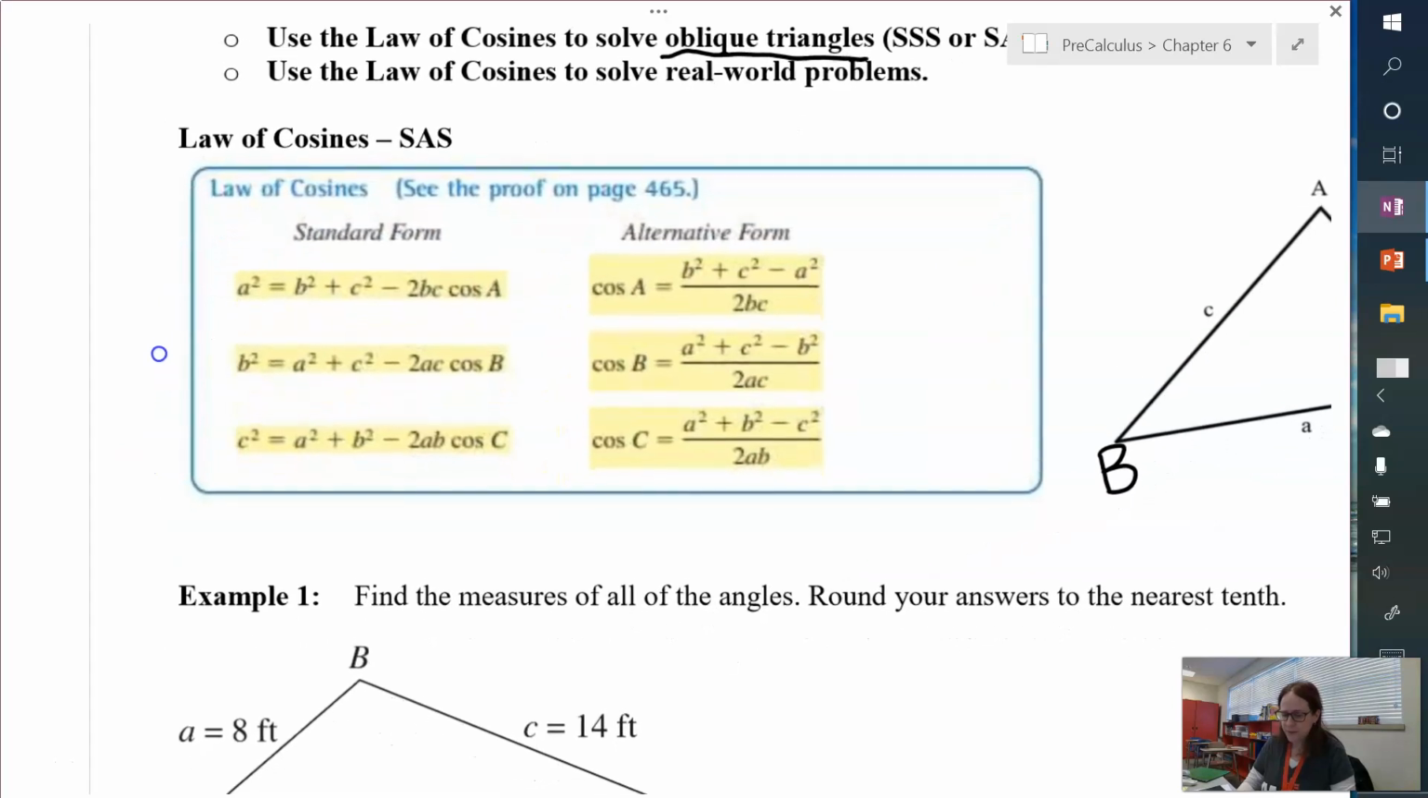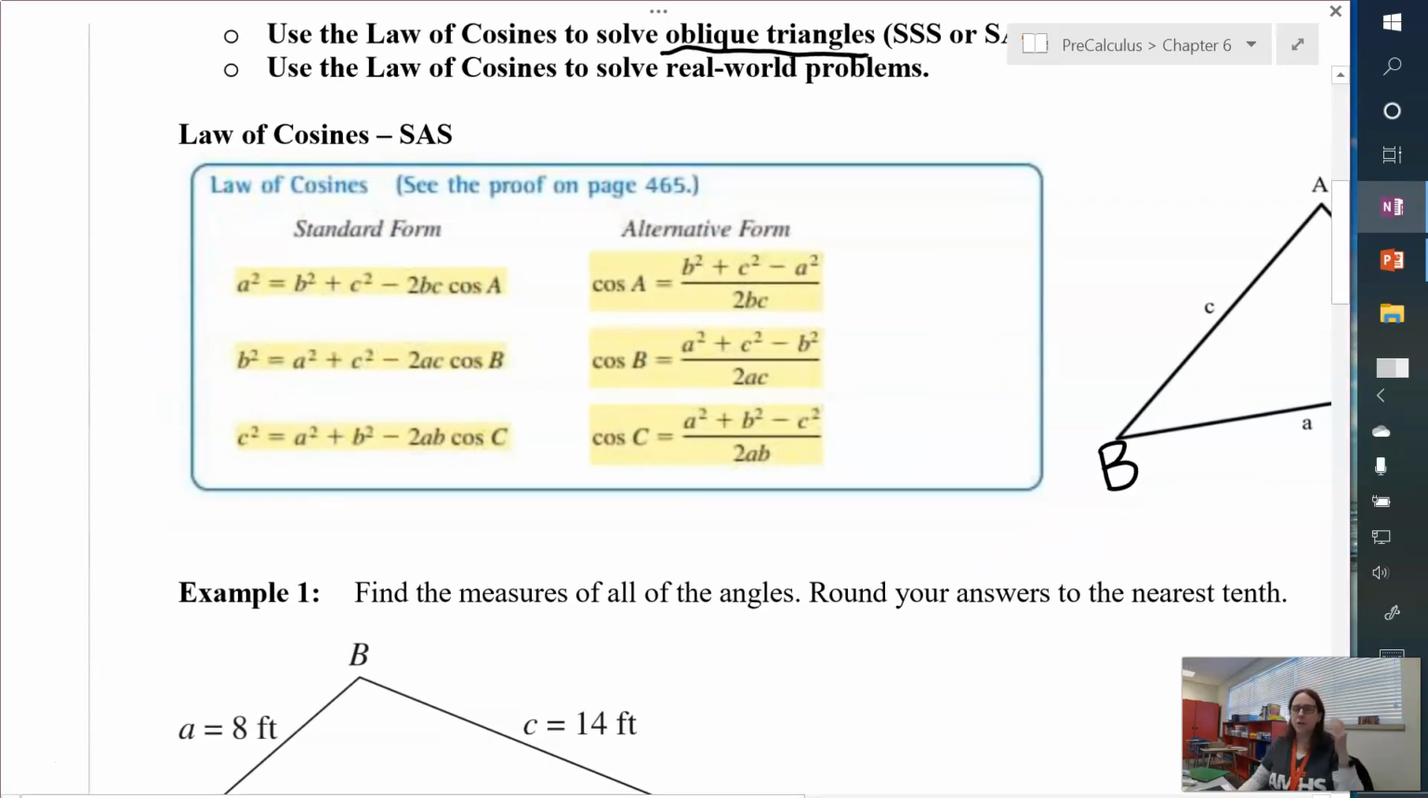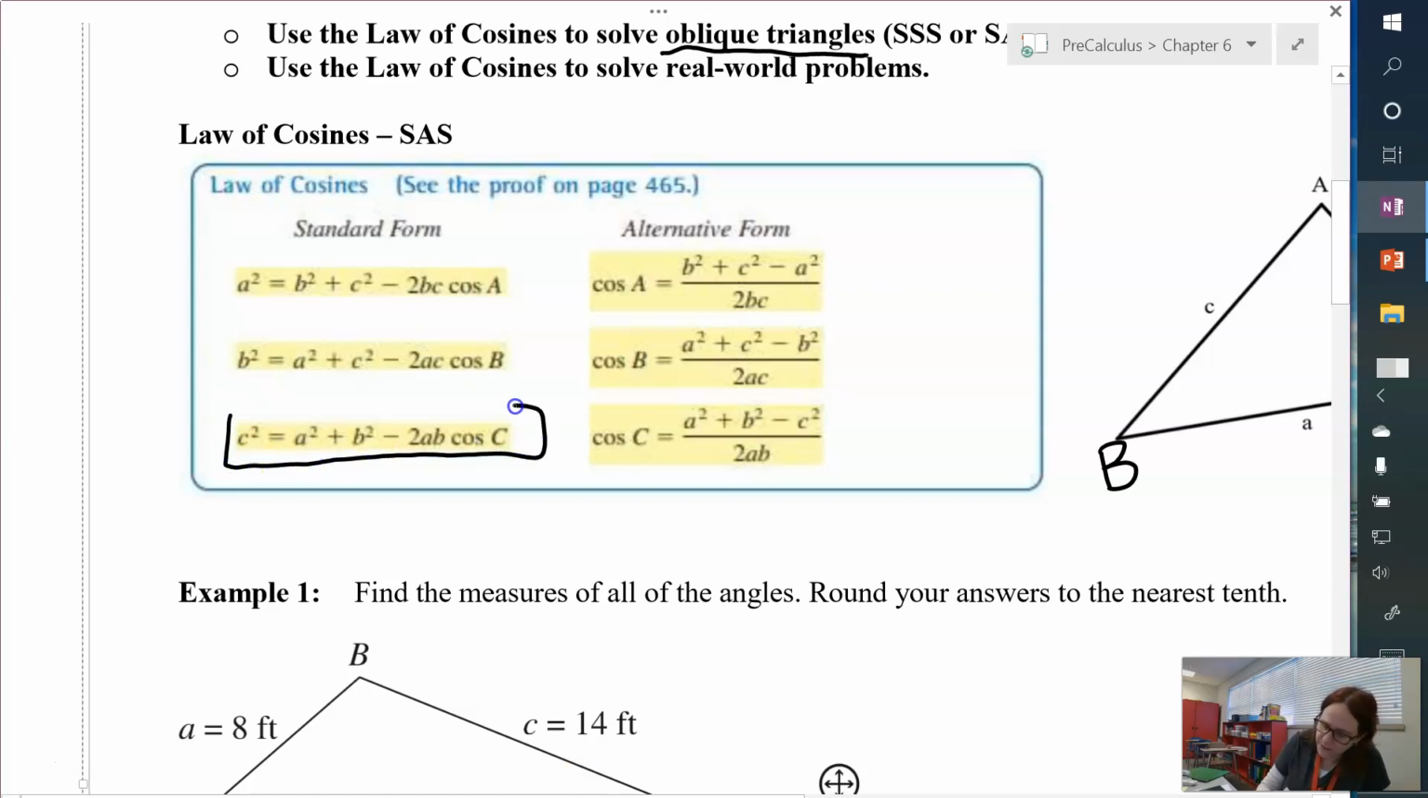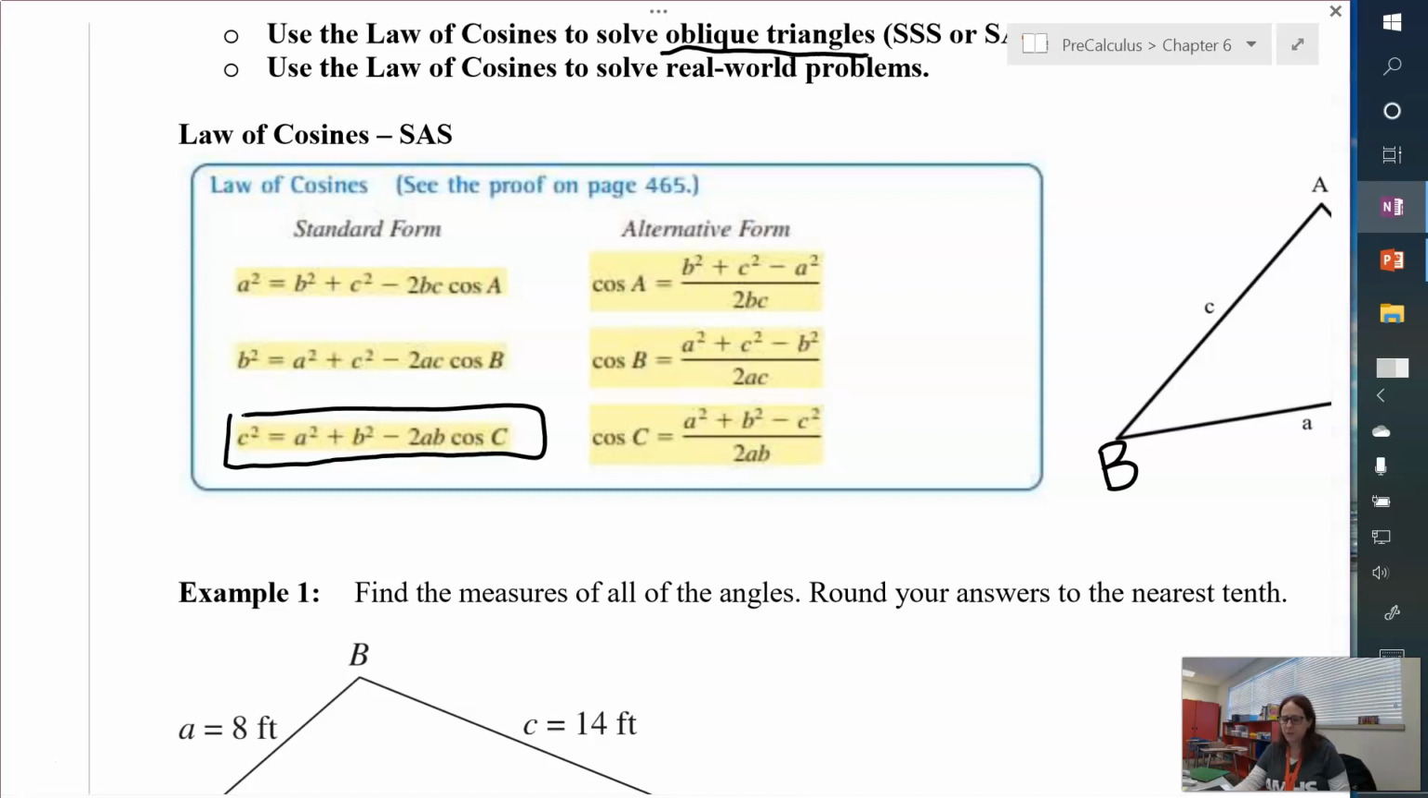In the box here, I have written for you the law of cosines. The most common form is this one, where you say c squared equals a squared plus b squared minus 2ab cosine c. Notice that the c and the cosine c are an angle side pair, and they go on opposite sides of the equation.